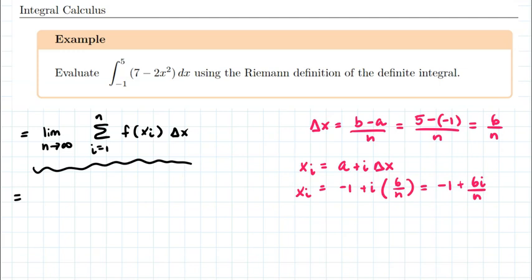Let's come back over here, and we can take the limit as n approaches infinity of our summation from i equals 1 to n of f of, and I'm going to replace x sub i with what we just found it to be, -1 plus 6i over n, and then multiply by the delta x that we just found, which was 6 over n.